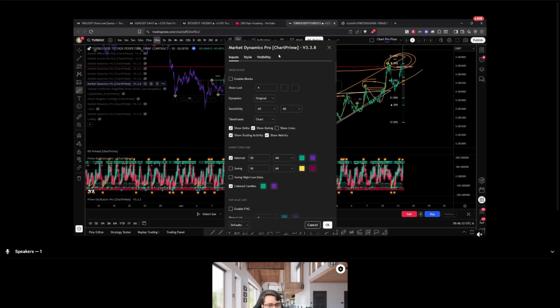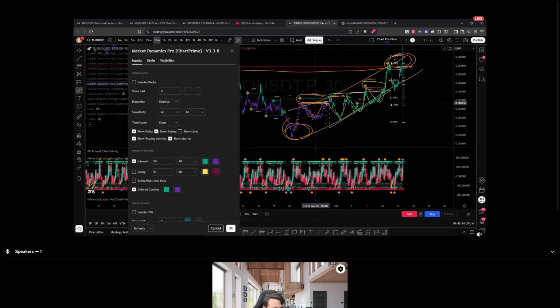So you just need to go for it and analyze what is the break of structure for you, and change the internal based on your internal and change the swing based on your external or major trend. If that makes sense.